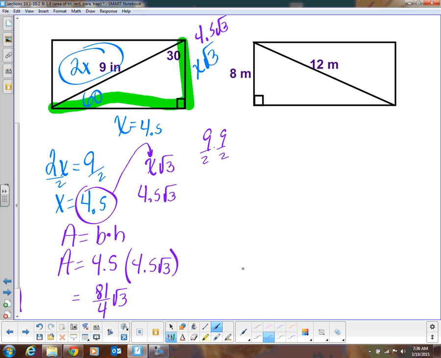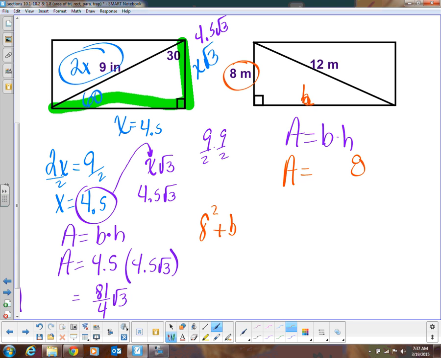Here's another one. What have you been given? We need the area, base times height. What have you been given? The height only, right? How are you going to find the base? Pythagorean theorem. We'll let that be b. So how do we do the Pythagorean theorem? 8 squared plus b squared equals 12 squared. So we're going to have 64 plus b squared equals 144. b squared is going to equal 80. What is b?